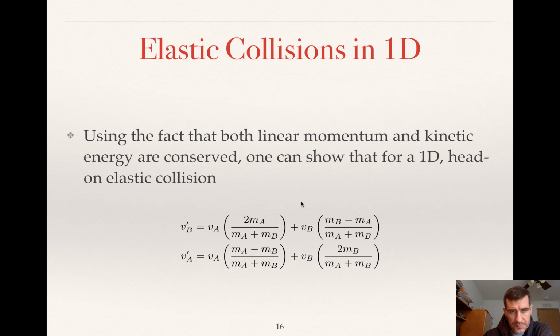You use those two equations, plug in your m's and your v's, and do a little algebra, and you can come up with these equations here. The prime means after the collision. So the speed of object B after the collision is equal to the speed of object A before the collision times this combination of the masses plus the speed of object B before the collision times that combination of the masses. And again, you have something similar for object A after the collision.